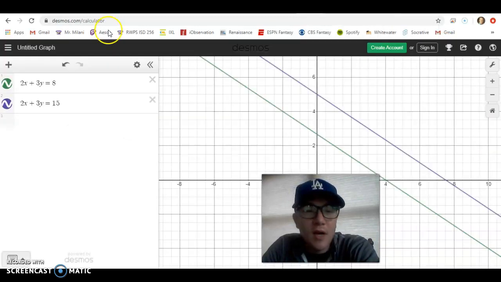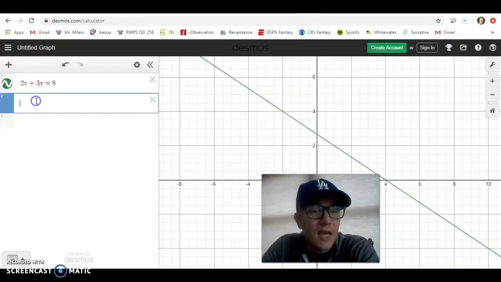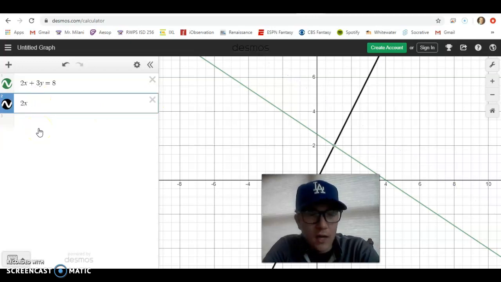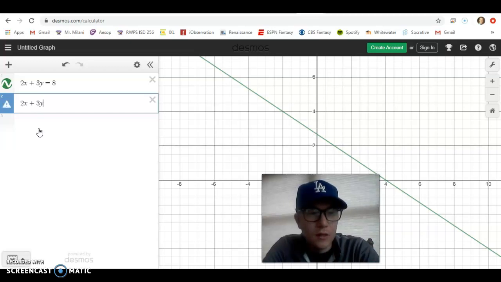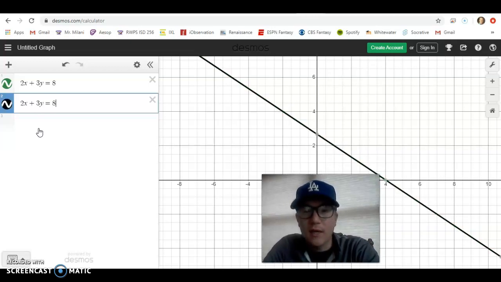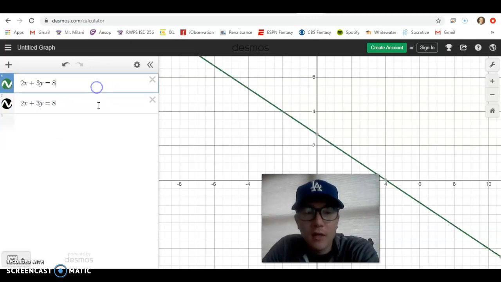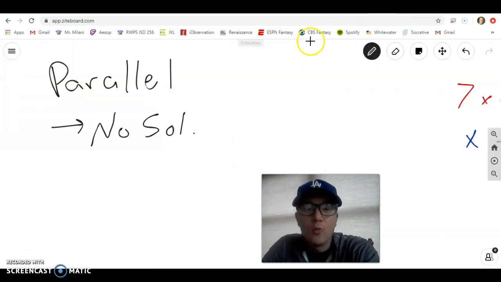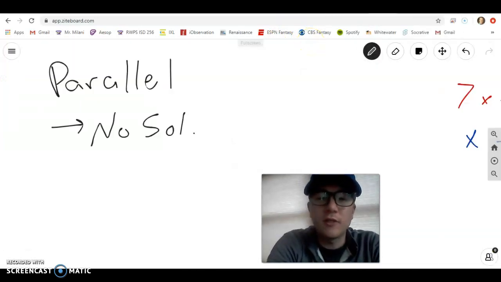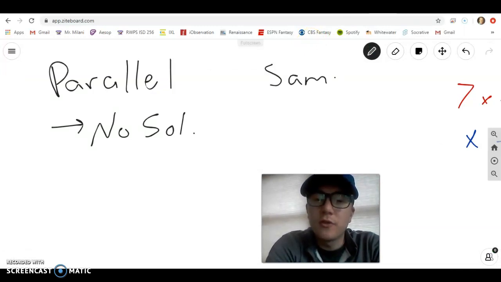Okay? And then the last possibility that you could run into here is if you have the same line twice, 2x plus 3y equals 8 again. Notice the green line and the black line are right on top of each other. So they don't just share one point, they share all of their points. So if they're the same line, they share an infinite number of points, which means there are infinite solutions.